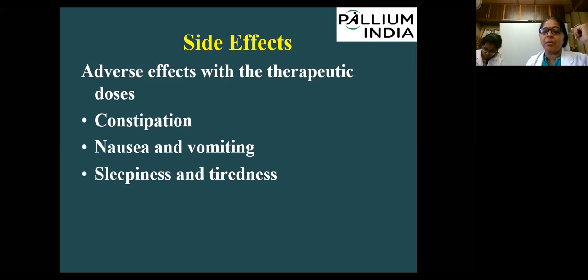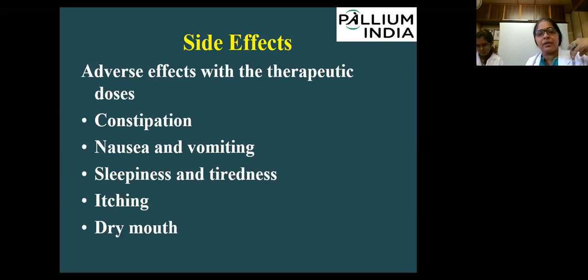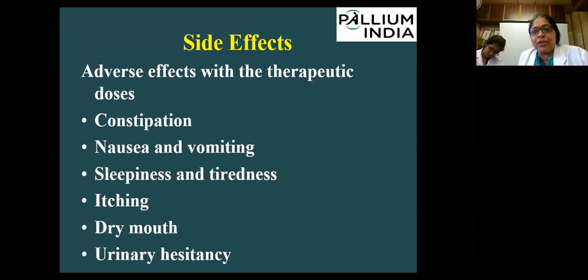You can get some amount of sleepiness, tiredness, but again, it will go away in another 2-3 days. If the patient complains of itching, you might have to look into it. Sometimes it's self-limiting. Otherwise, ondansetron is a good drug to add when they have itching. Dry mouth can come because of the effects of morphine. Urinary hesitancy: when you prescribe it in the elderly, always ask for that history and go back to that history.